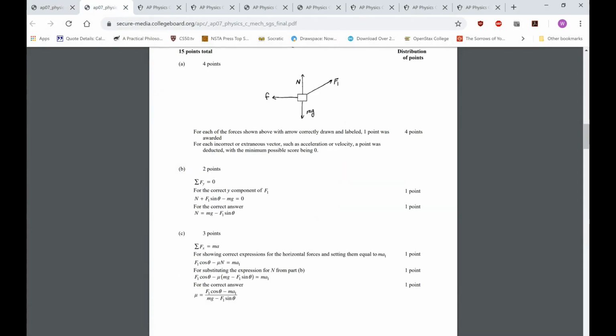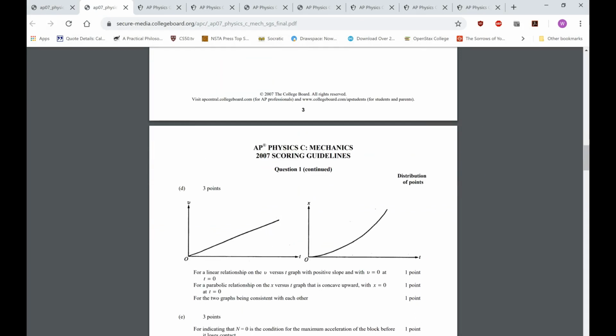Okay, for the scoring, 3 points. For a linear relationship on the v versus t graph with v equals 0 at t equals 0. For a parabolic relationship with x equals 0 at t equals 0. And then the final point for the graphs being consistent.